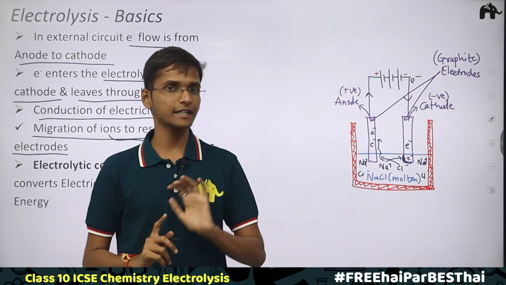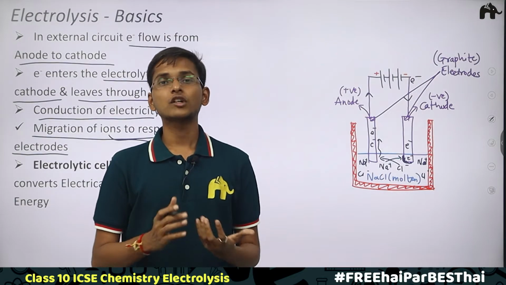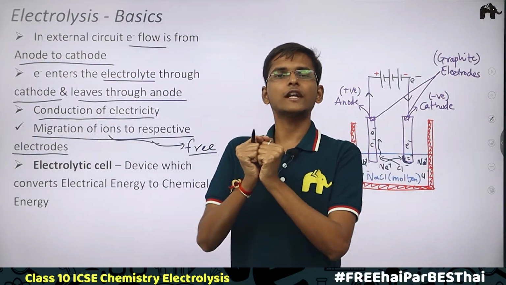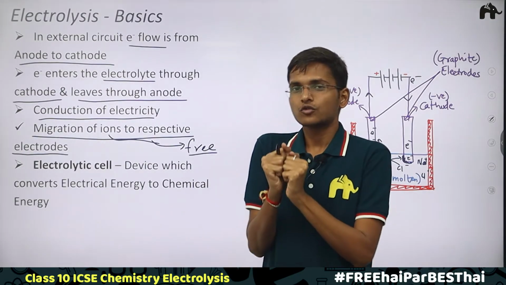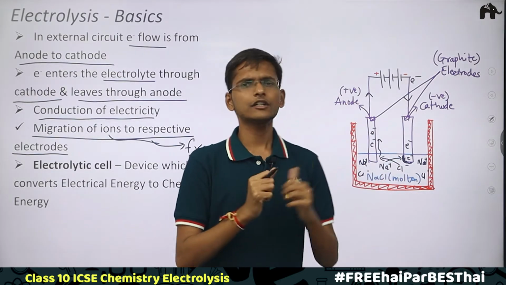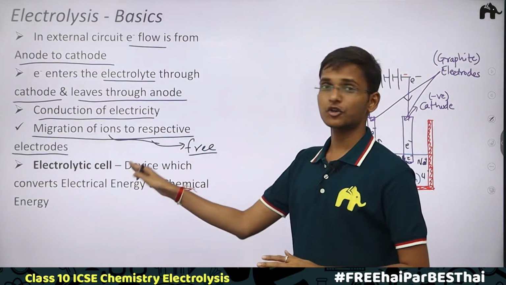That's why we have studied in ionic compounds, in solid state conduction of electricity does not take place, because in solid state ions are not free. They are very strongly attracted towards each other by the strong electrostatic forces of attraction, right? So since they are not free, they cannot migrate to the respective electrodes and they cannot conduct electricity. Clear? And the last thing, electrolytic cell.